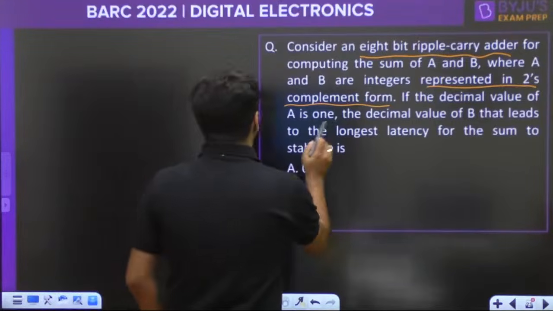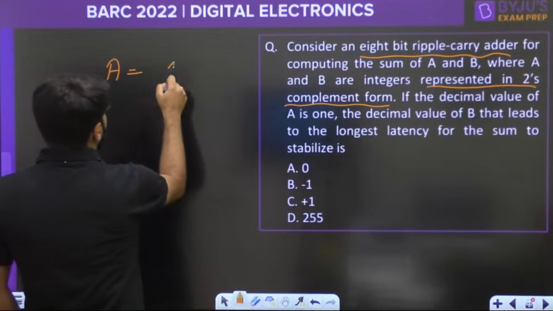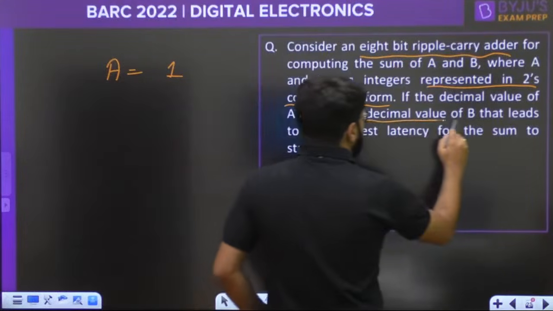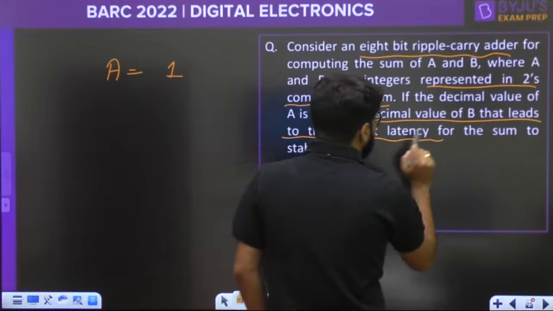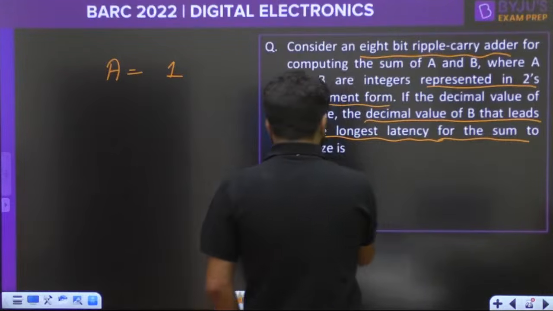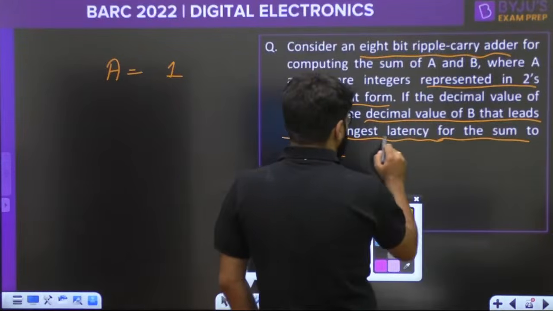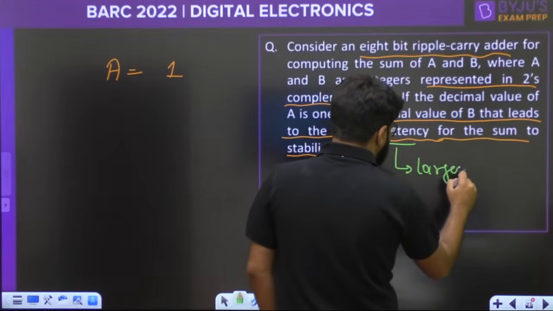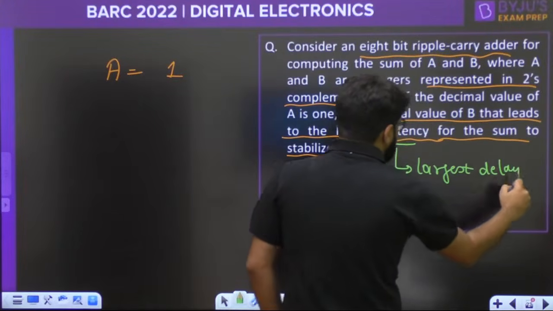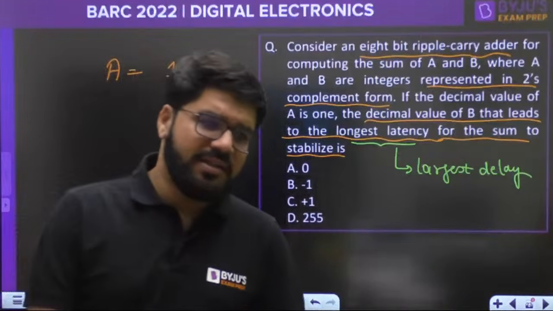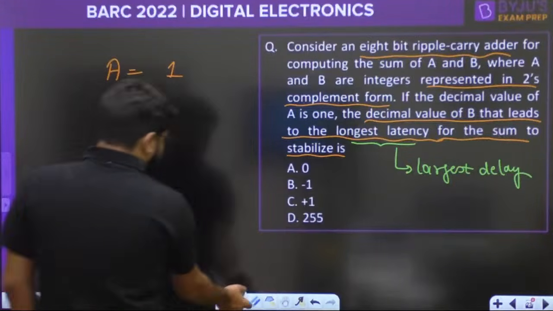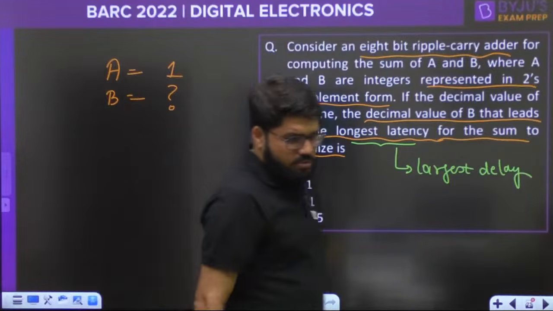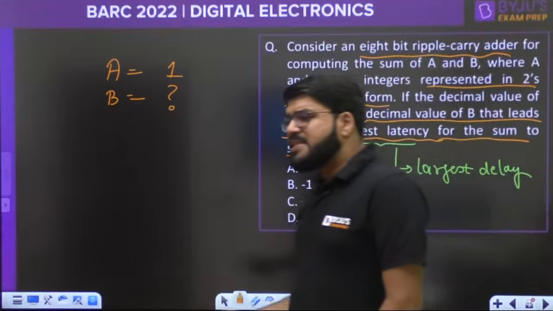If the decimal value of a is 1, what is the decimal value of b that leads to the longest latency for the sum to stabilize? What is the meaning of longest latency here? It means the largest delay, the one which will take the most time, the largest delay chain. So what should be the decimal value of b for the sum to stabilize with the largest delay?